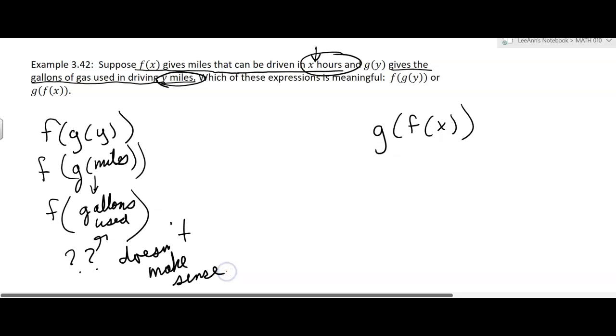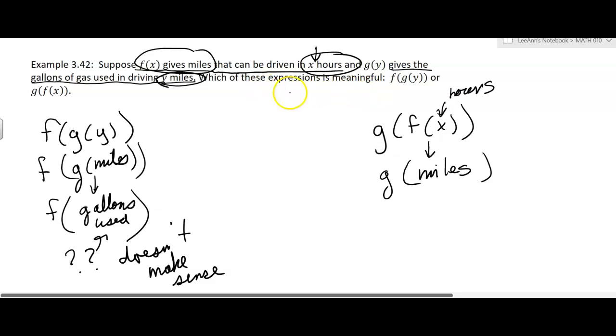Let's try the other one. Here I'm putting in hours, right? And this is going to tell me how many miles I drive in so many hours. So my output is miles. And then my g function, I'm taking g of miles. G of y gives the gallons used in driving y miles, if you know how many miles you're driving. So I'm putting in miles, and I'm going to figure out how many gallons of gas is needed. So yes, this makes sense.